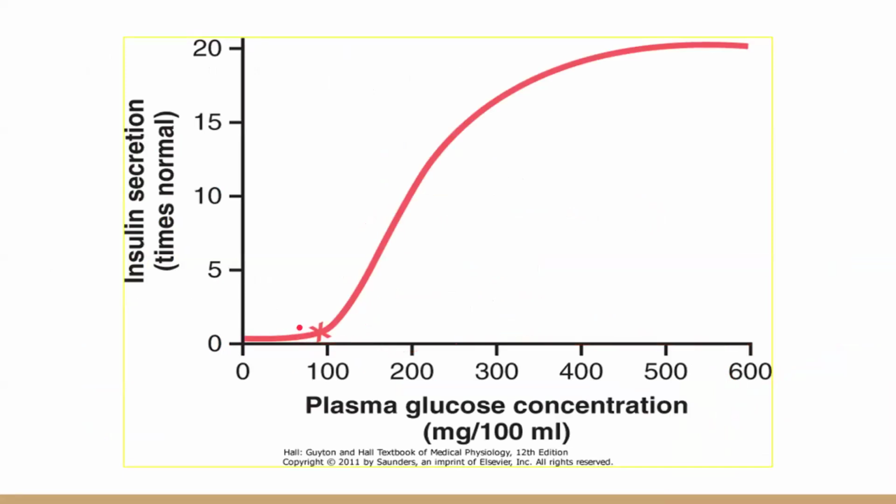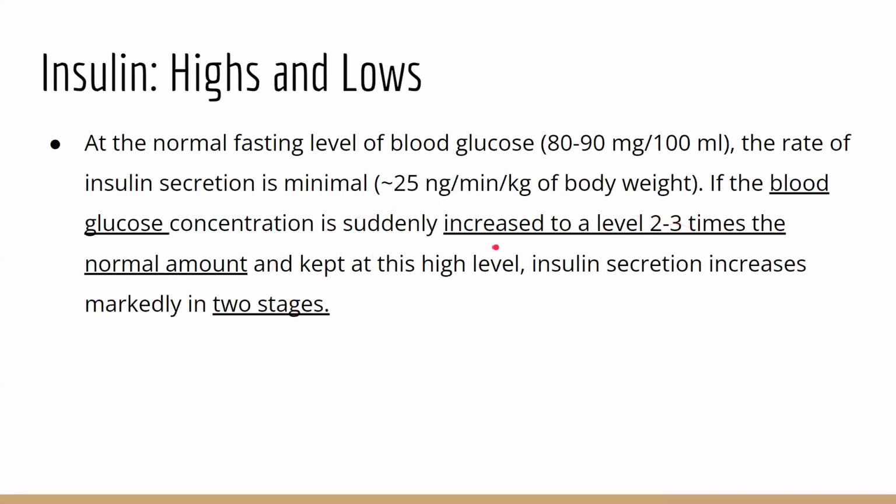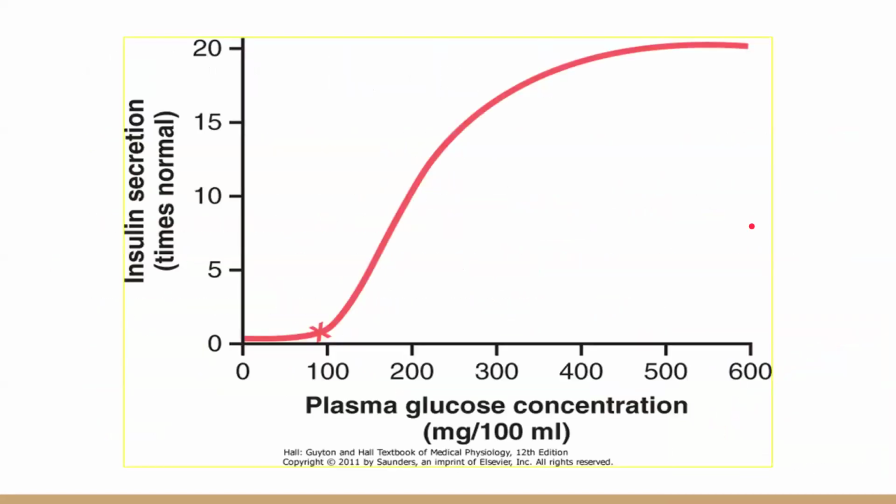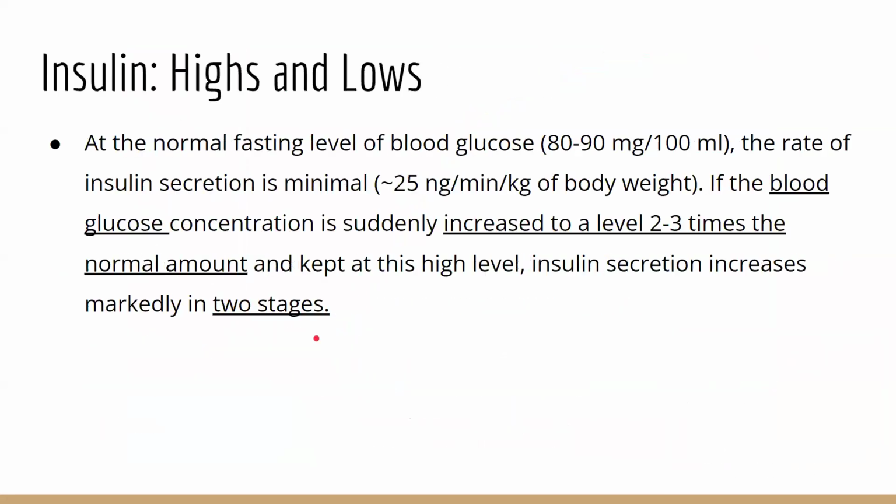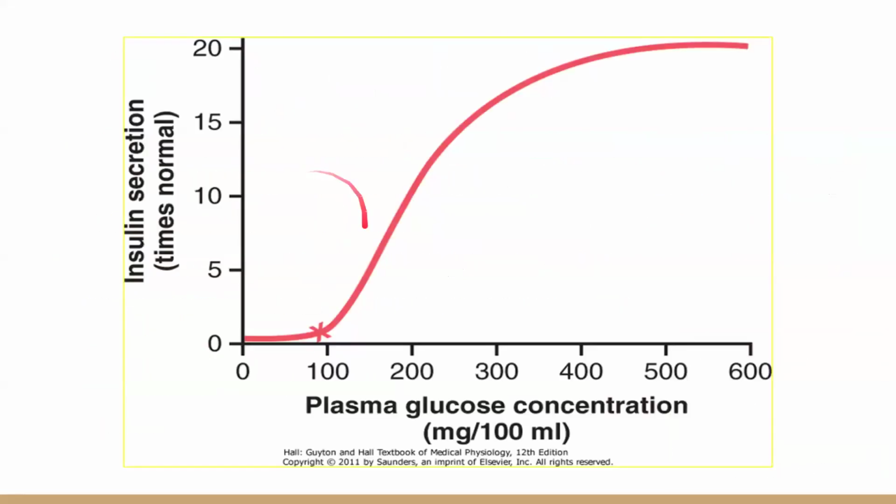So what we said earlier about insulin rising when glucose goes to a level 2 to 3 times its normal amount, I'll show it to you here. So let's say plasma glucose concentration went 2 to 3 times its normal amount. So it was 100 here. This is minimal secretion, which we said was fasting. Look here, the fasting level of blood glucose is 80 to 90 milligrams per 100 milliliters. The rate of insulin secretion is minimal, which is true here.